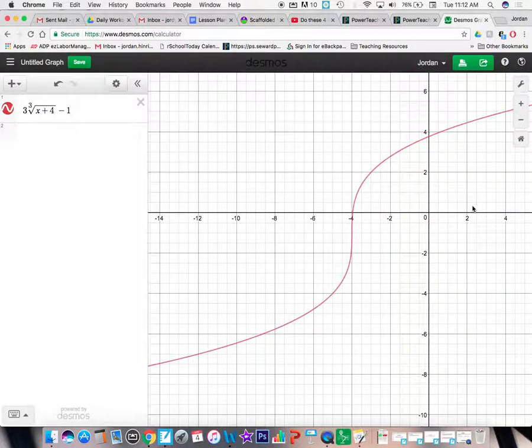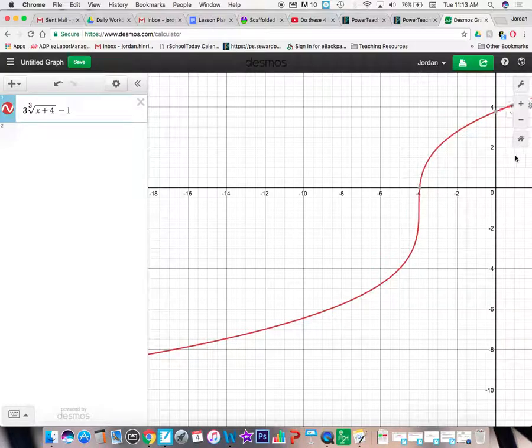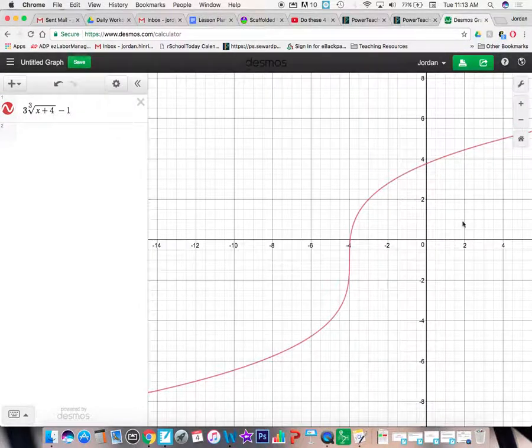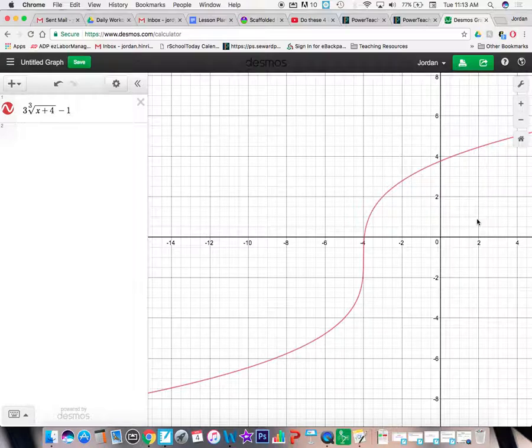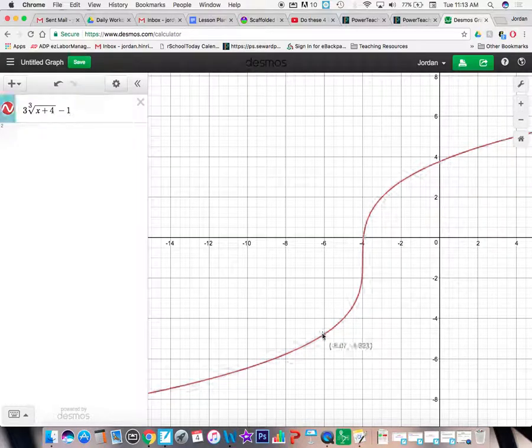So what's your domain and range here? Cube root is what? So am I starting at any specific value? It's all reals, right? Because it goes to the left, it goes to the right. Is it all reals for range too? Yes, because we're going up, we're going down. So your domain and range is all reals. If you guys wanted to get some nice points to graph, you can click on it and it'll give you a decent point.